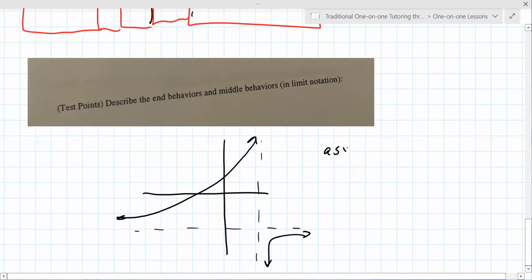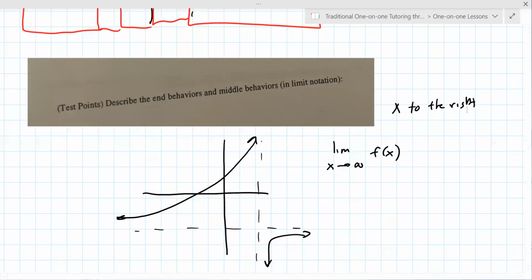We need to say as x goes to infinity, but your instructor wants to use limit notation. So you can't use that anymore. You've got to say the limit as x goes to infinity of f of x. And what this means is x going to the right. So that's this part of the curve down here, because this one up here keeps going up forever. And this one down here goes to the right.